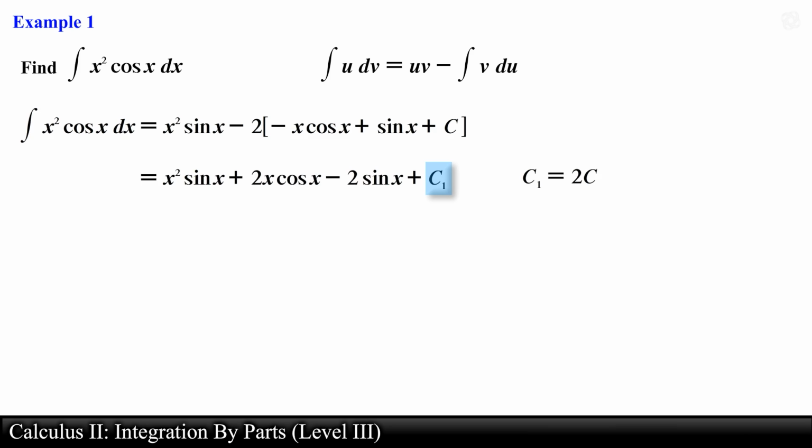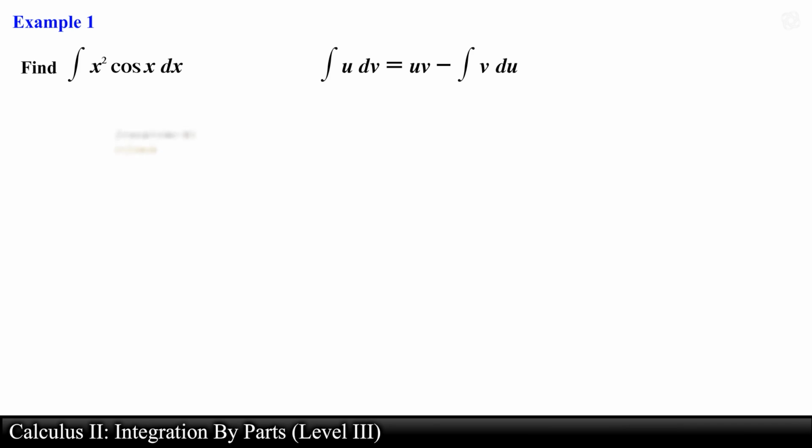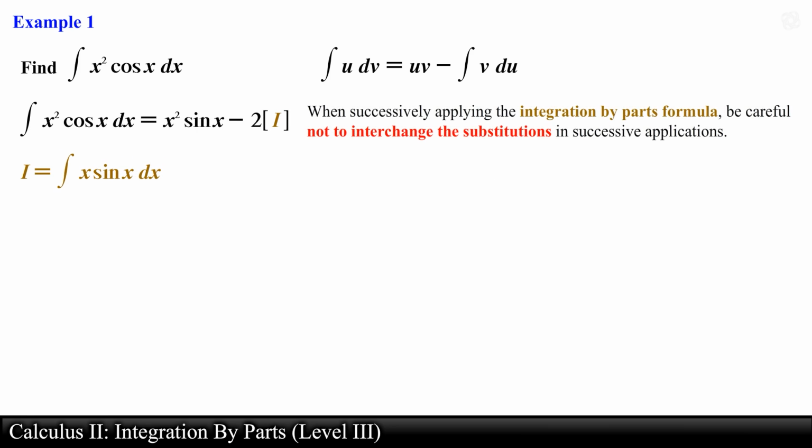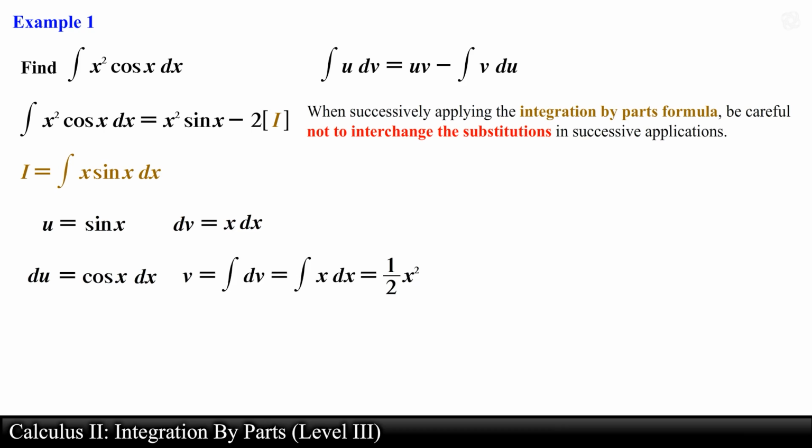A word of caution. When making repeated applications of the integration by parts formula, you need to be careful not to interchange the substitutions in successive applications. For example, in this problem, we decided to let u equal x and dv equal sine of x. If in the second application we decided to switch the substitutions, with u being equal to sine of x and dv equal to x, we would obtain the following.